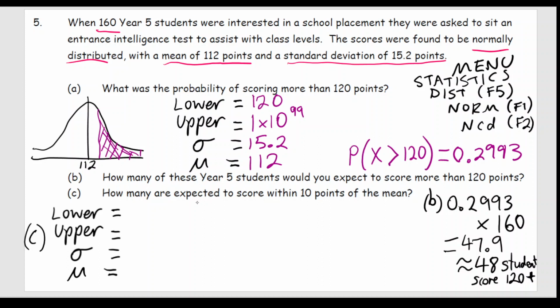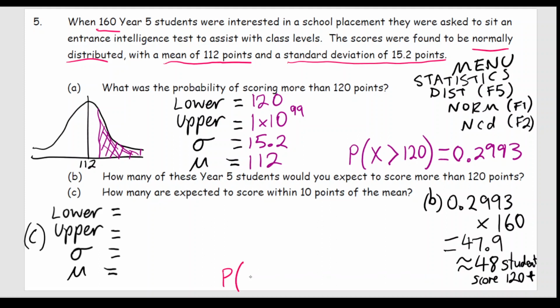Question C, how many are expected to score within 10 points of the mean? So the trick here is that it's also asking you how many students. So we're basically combining what we did in part A and part B. So first of all, we need to construct some kind of probability statement here. So if they're within 10 points of the mean, our mean is 112. So we're looking for the probability that x is between 102 and 122. So we write that like so.